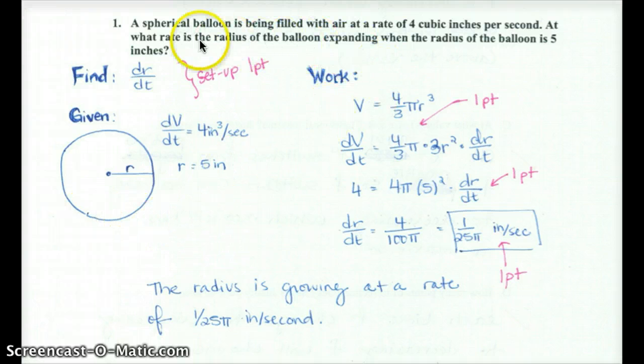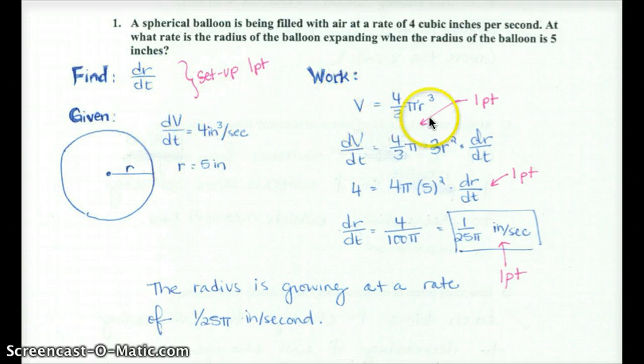The question says, at what rate is the radius expanding, which means I'm looking for dr/dt. And it says when the radius is 5 inches. 5 inches is what the radius is at one moment. It's not always 5 inches, so you can't just plug 5 into the volume formula. But we do know that the rate of change of the volume is a certain number.